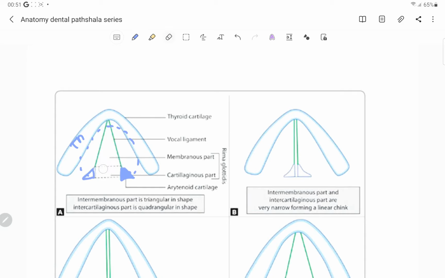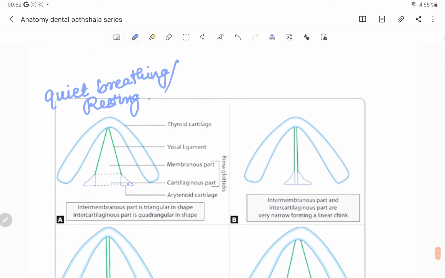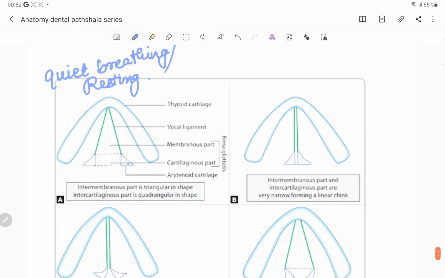So normally, in normal breathing, we can say quiet breathing, or at resting, the intermembranous part of the rima is triangular, the intercartilaginous part is quadrangular in shape.